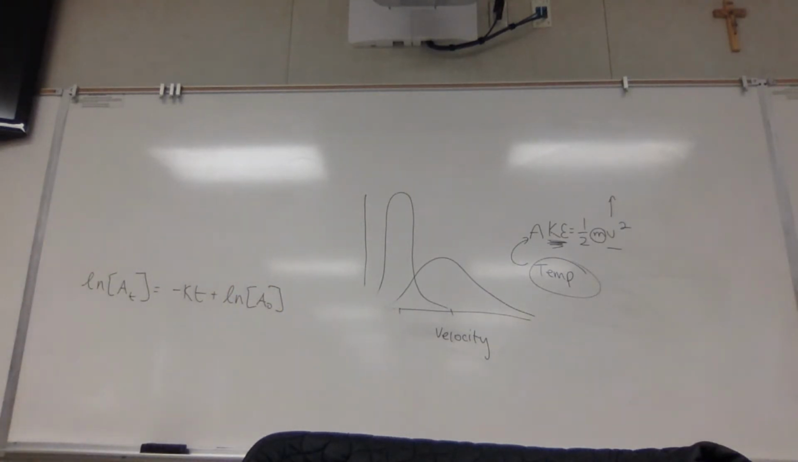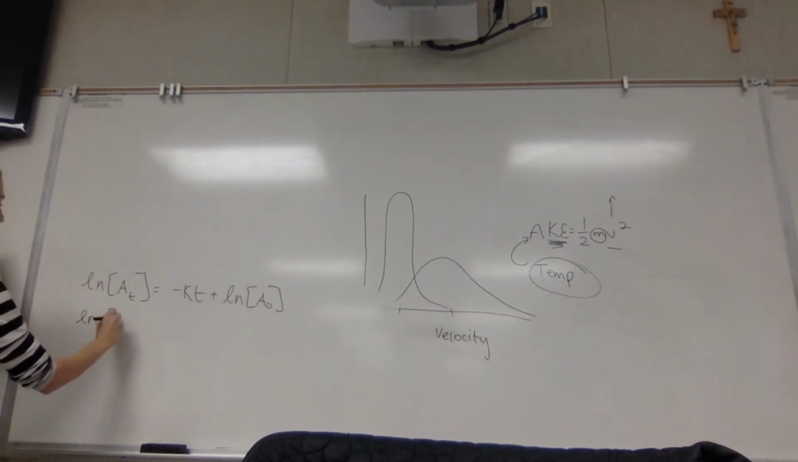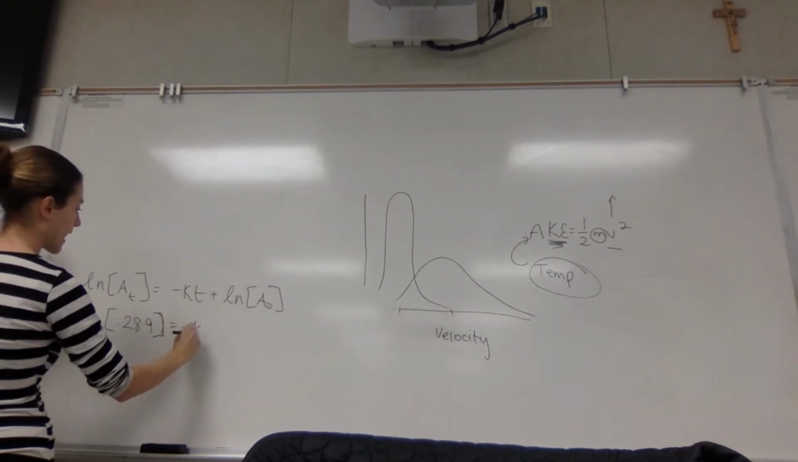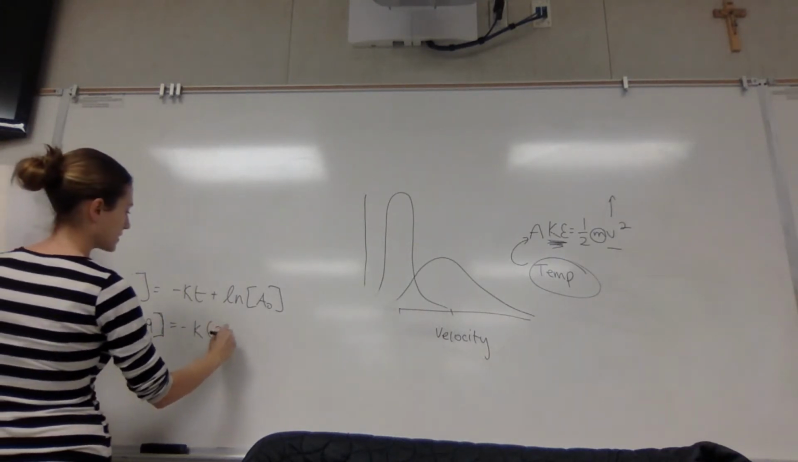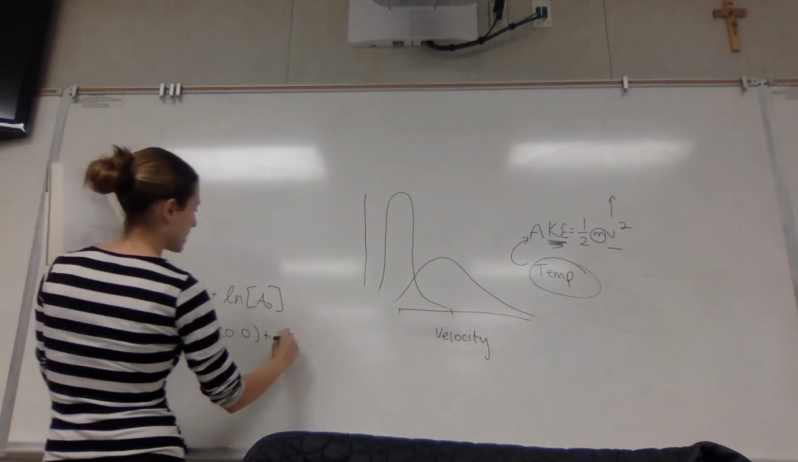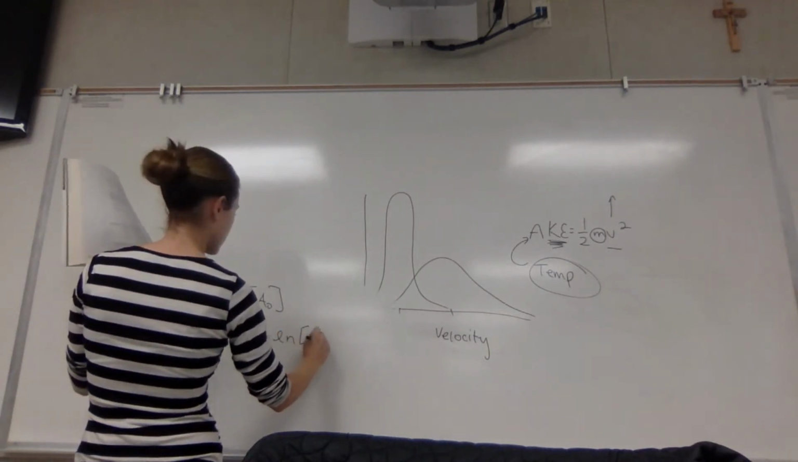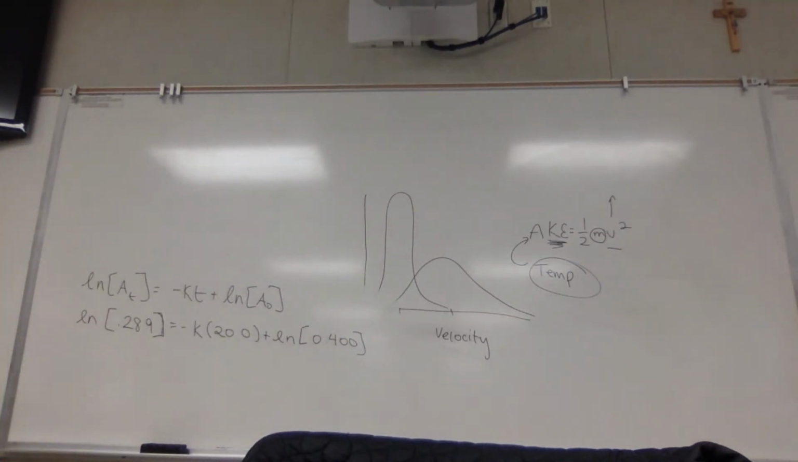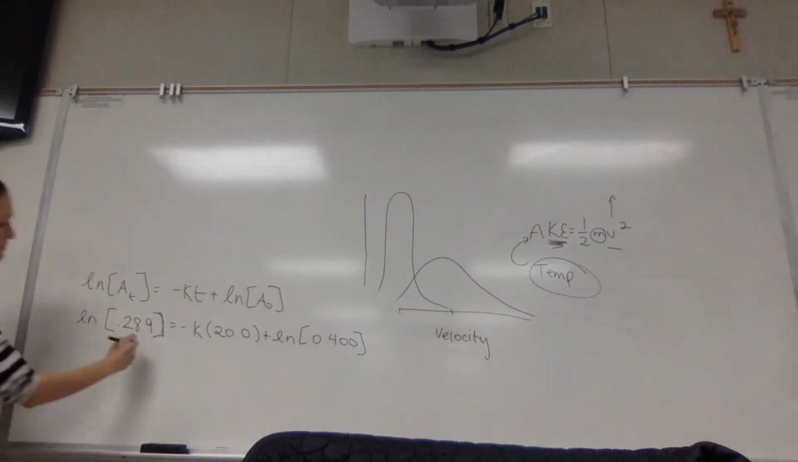Okay, so what is my initial concentration? 0.4. You can use any of these other concentrations, it doesn't matter. I'm going to just use the second one. So the concentration after 20 minutes is 0.289. Negative k times 20 minutes, plus ln of my initial concentration, 0.4. And it's just math. Since this is first order, guys, what will my units for k be?